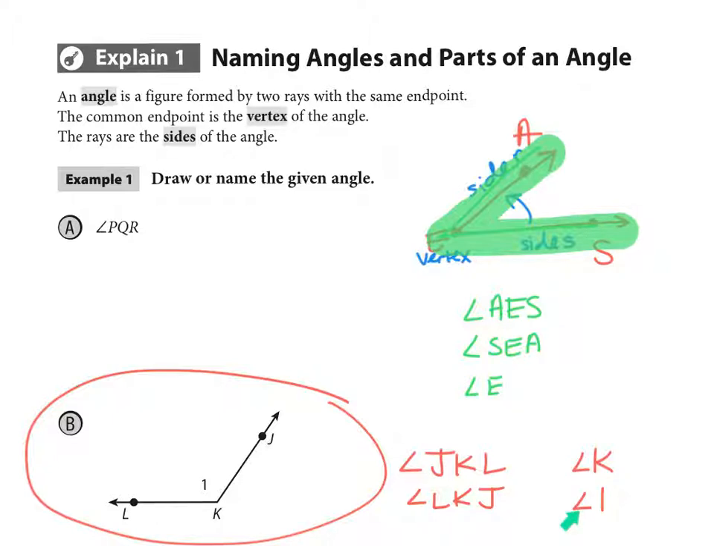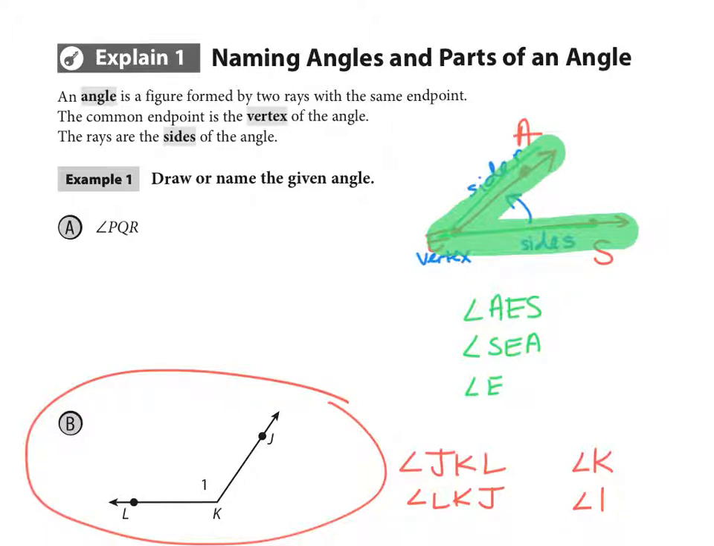Sometimes they put numbers. You may need to make a little note to yourself. That 1 right there is not the degree measure. So this is not like 1 degree of opening. They're just calling it angle 1. If you want me to be honest, I think that's a really dumb way to name angles, but sometimes you're going to see that throughout geometry, so I just want you to be aware.